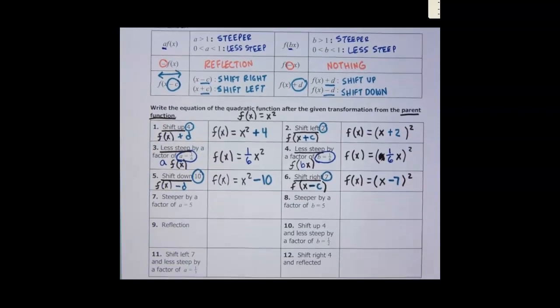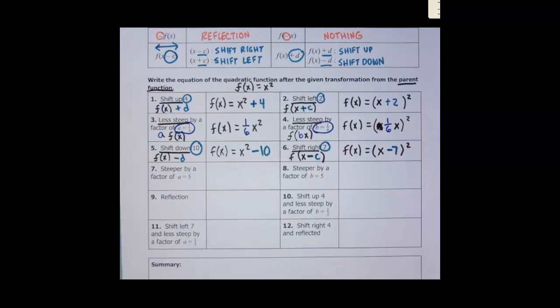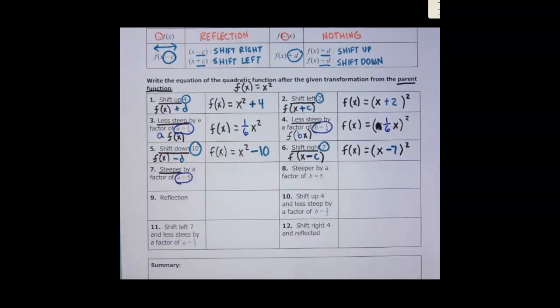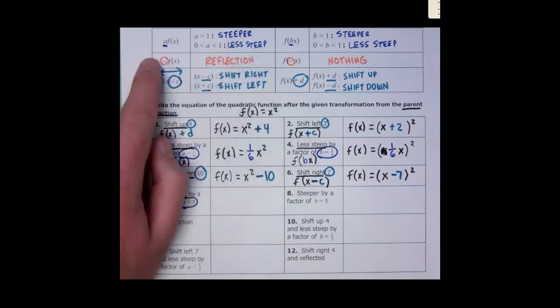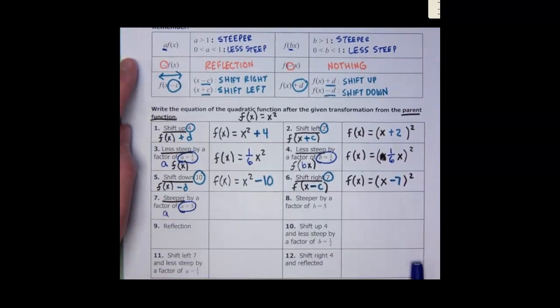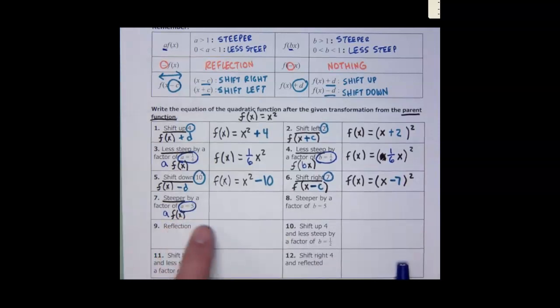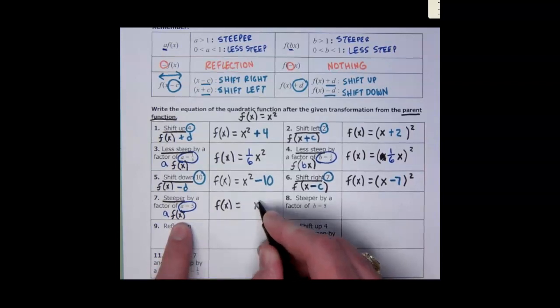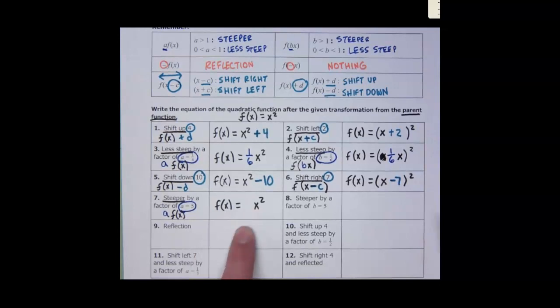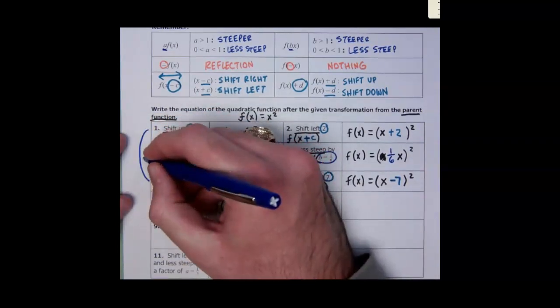Okay, let's keep going. Number 7, it says steeper by a factor of a equals 5. Remember the equation we're using is this one. If I have a factor of a and it's steeper, I'm going to use this equation. So out in front of my function, I'm going to put a, whatever my a is. So if my parent function is f of x equals x squared, what am I going to put out in front of x squared? 5. Right? Just like I did up here. 3 and 4 are very similar to 7 and 8. 1 and 2 are very similar to 5 and 6. These are very similar, and these are very similar.